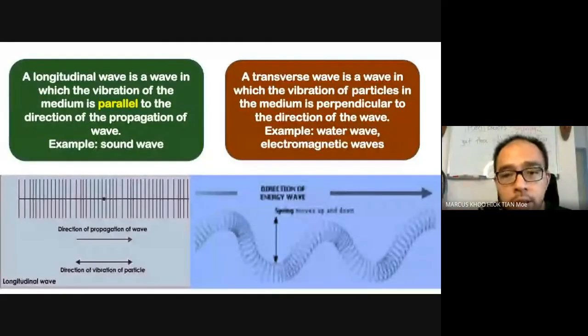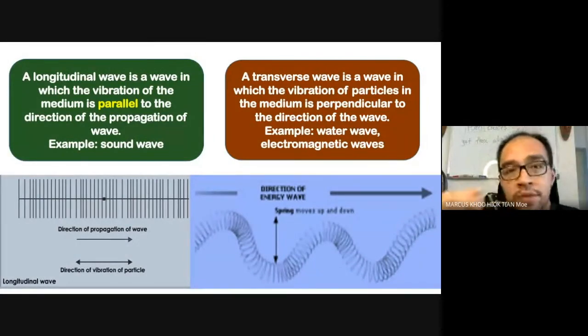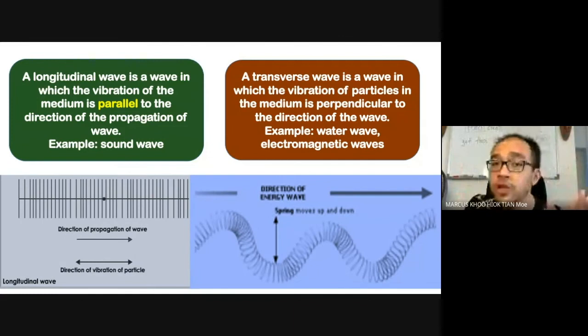Okay, so again, to remind you, the most important thing is that the waves transfer energy without transferring the particle. Okay, you don't see the slinky moving all the way. The slinky actually stayed still. But what you see moving is the wave energy. Waves transfer energy without transferring the matter. Waves transfer energy without transferring the slinky. The slinky is still there. It is just transferring the energy from one end to the other end.